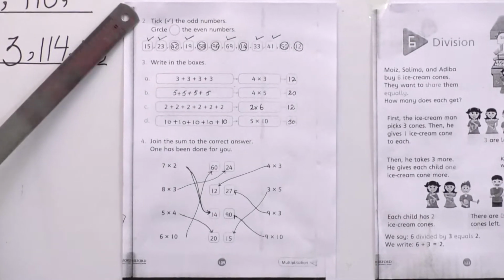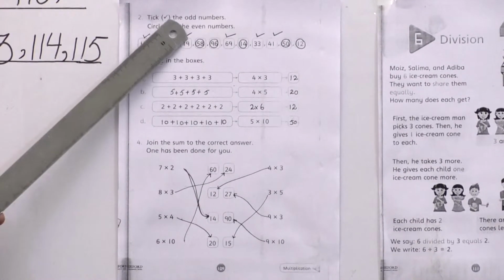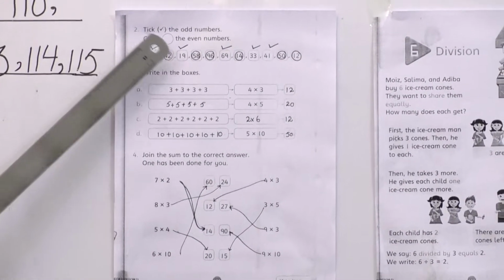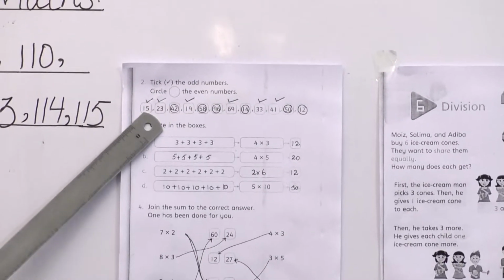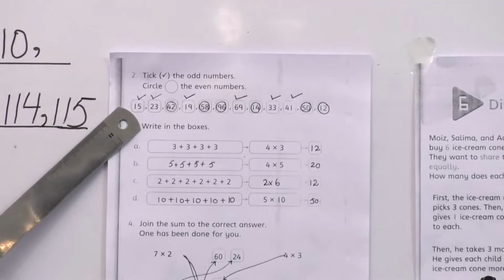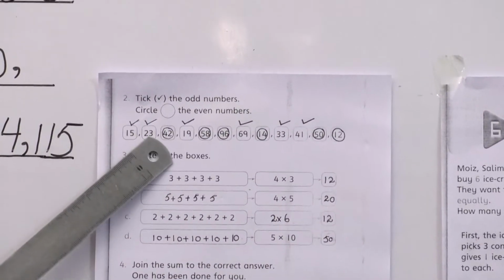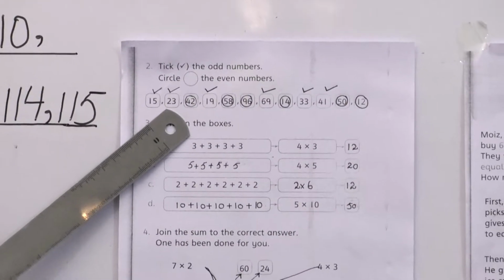Here we have question number 2. Take the odd numbers and circle the even numbers. Here we are given numbers. We have to tick those numbers which are odd and we have to circle those numbers which are even.